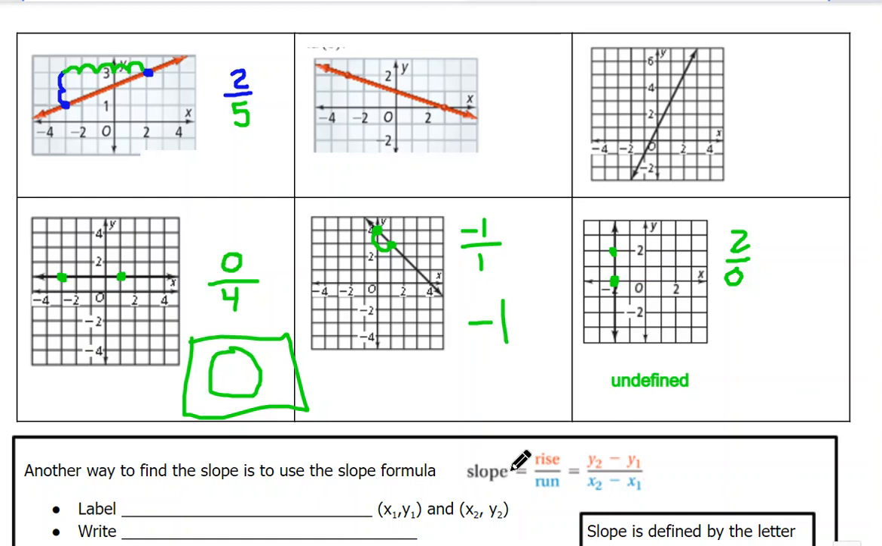Okay, so we did 4 of these together. What I want you to do is try these 2 on your own. All right, so go ahead and pause the video. Do these 2 on your own and see how you do. See if you can find the slope. So remember, rise over run. The top number is how many up or down, and the bottom number is how many over. So pause the video, try these 2, get it checked with the teacher when you're done.